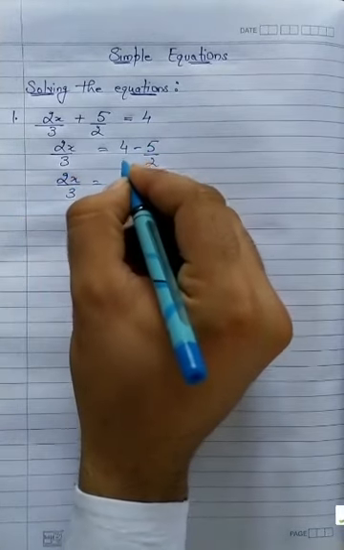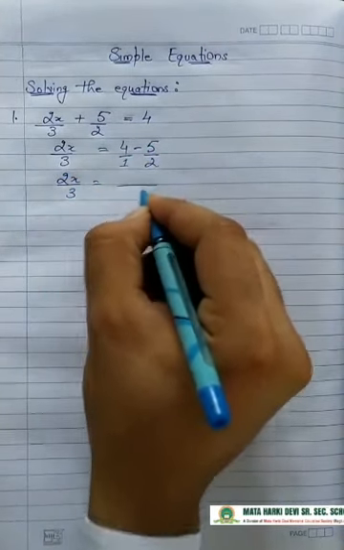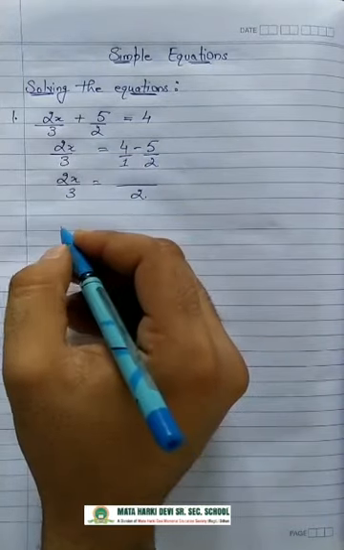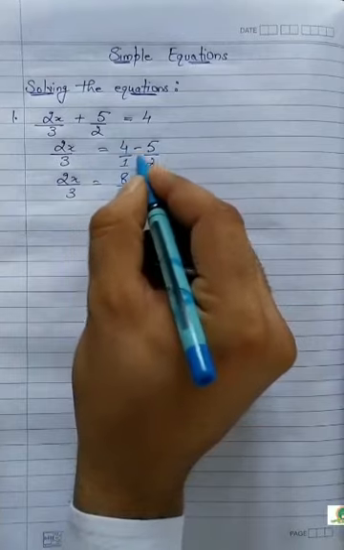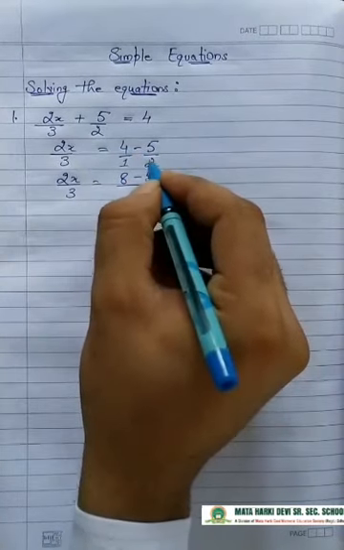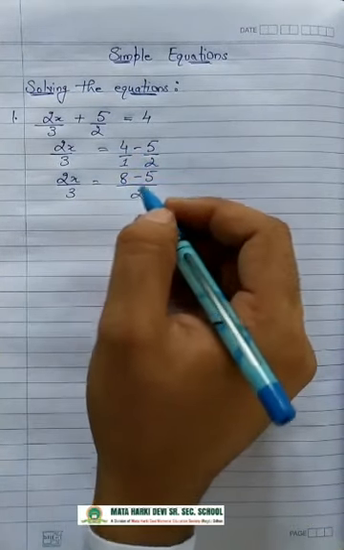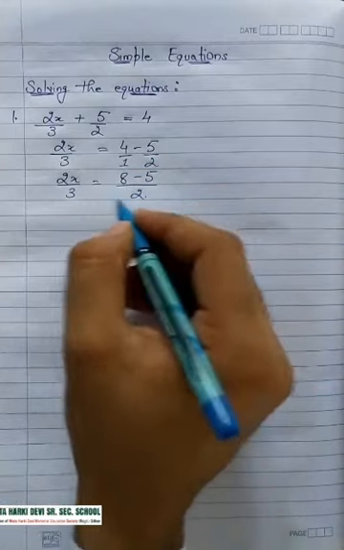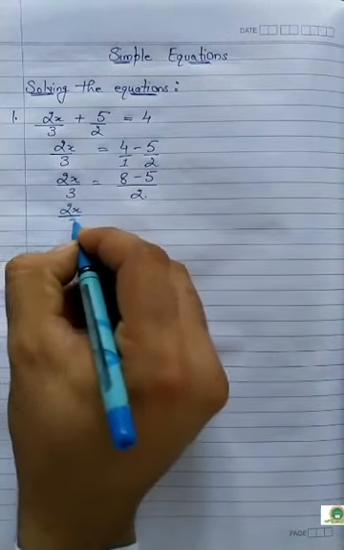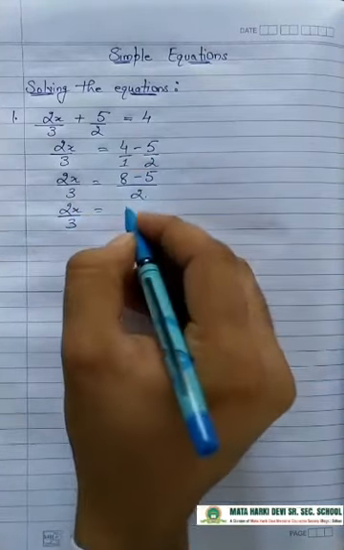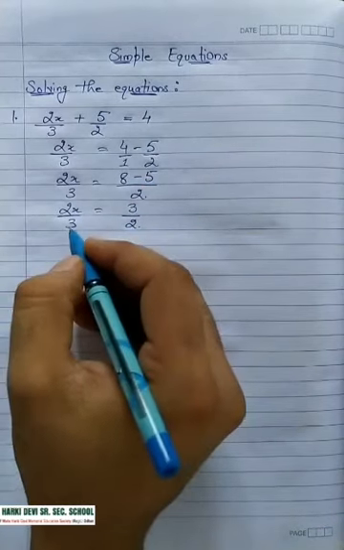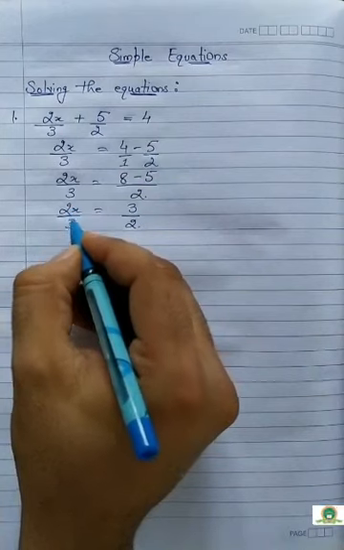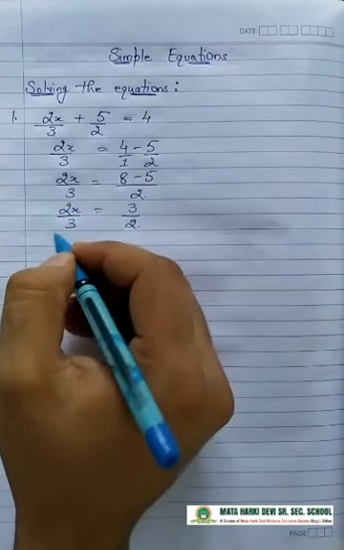You will take the LCM here. The LCM is 2. Cross multiply, 2 fours are 8, 1 five is 5. This you have done in the earlier chapter, that is, in the fractions chapter. So 2x by 3 equals 8 minus 5, that is 3 by 2. So you are here with 2 by 3 with x.